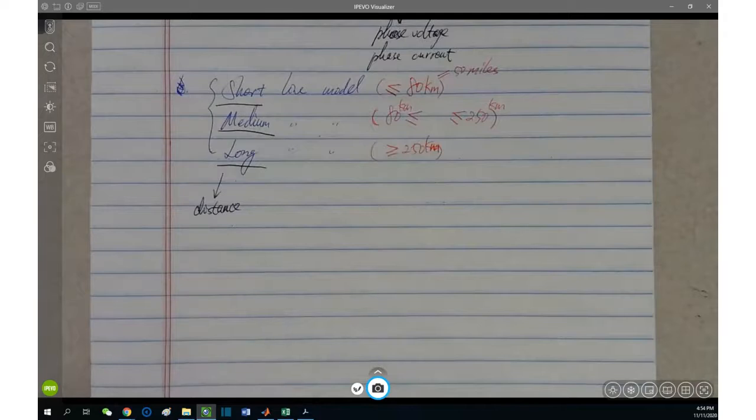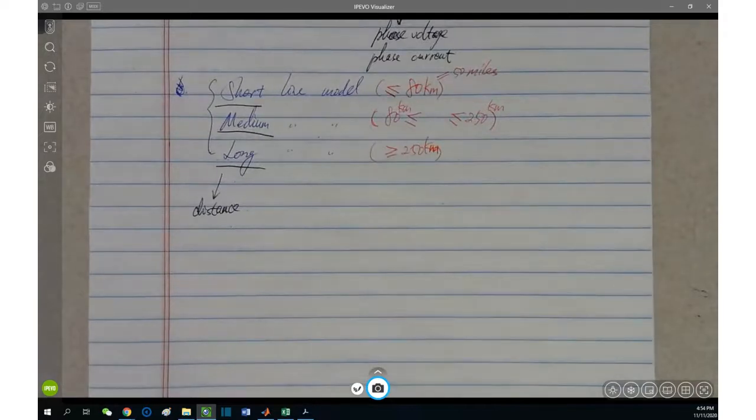Because I'm using red here to emphasize them, because obviously in the exam, the problem given, which model you need to apply is the first thing you need to think about, right? And it depends on what? Depends on the given length of the transmission line. Okay? I'm not telling you which model you should apply. I'm telling you the length, the distance. You need to be careful. 80 and 250 kilometers, okay, not miles.